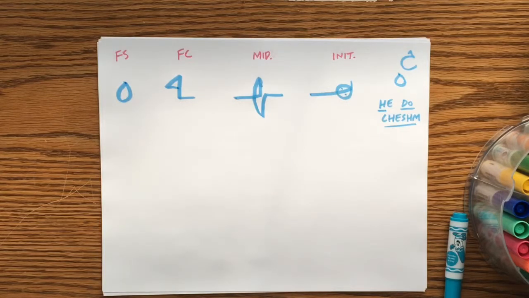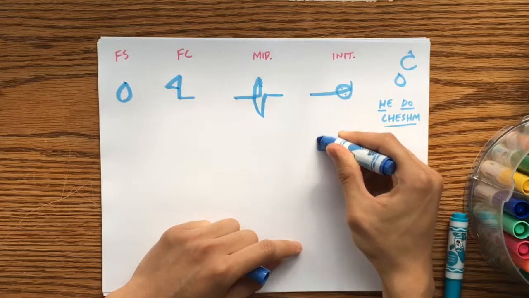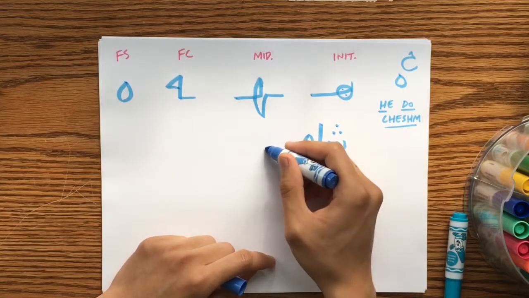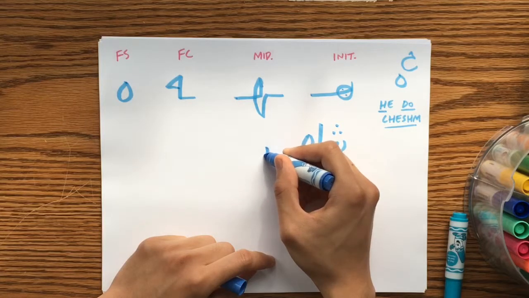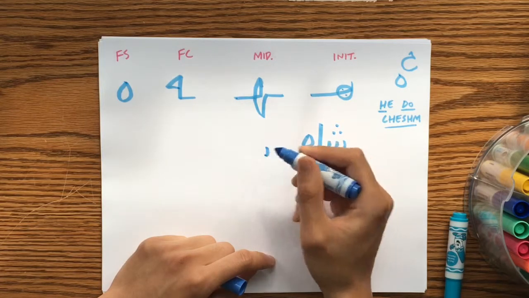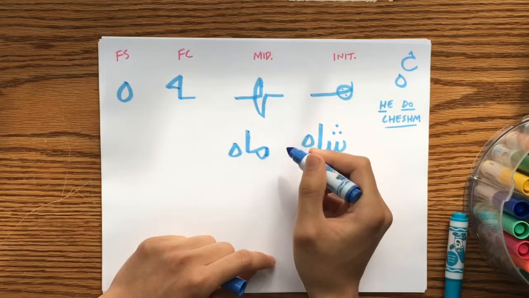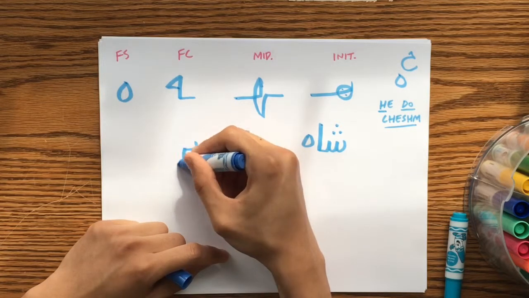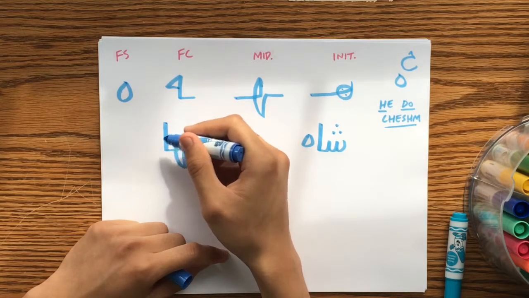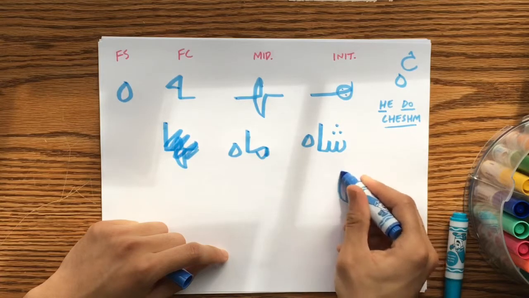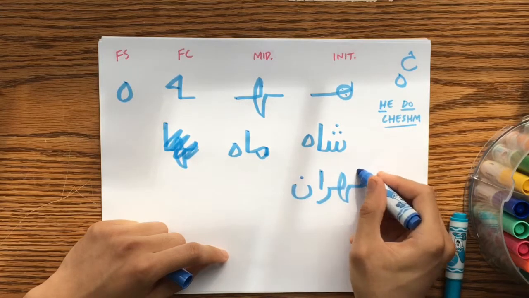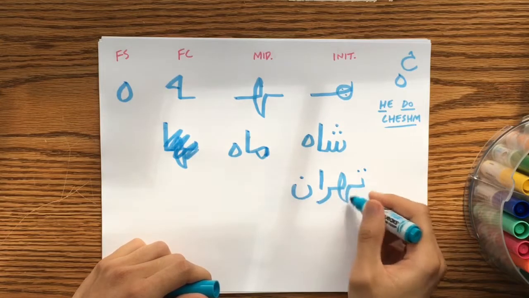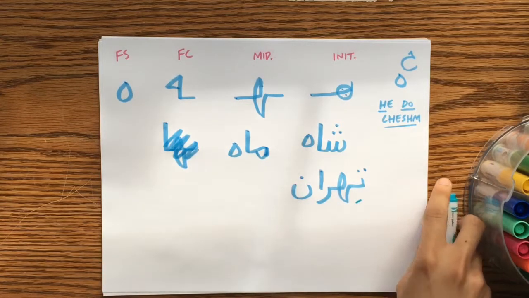So what are some words you could write with that? You could write shah, which means king, and it has this H sound at the end, shah. And then you can write the word ma, which means moon or month. And you could write the word Tehran. Oops, I missed. Tehran. And that is the name of the capital of Iran. And then you have your invisible eh down here. Tehran.